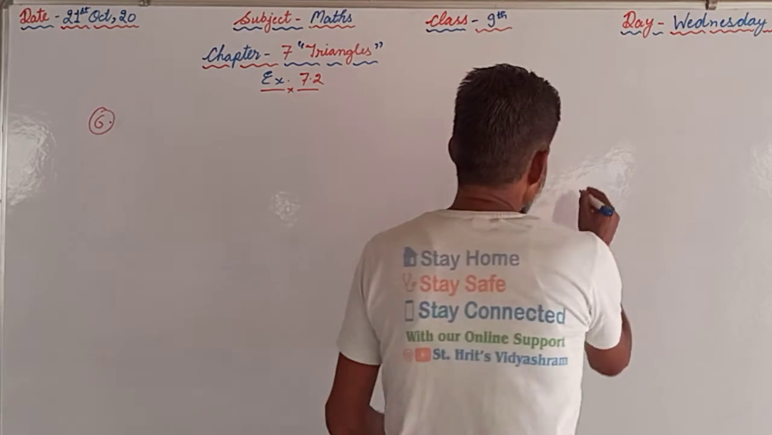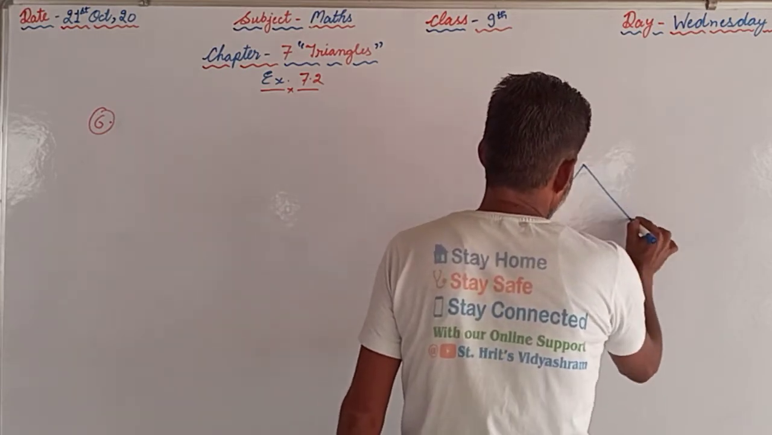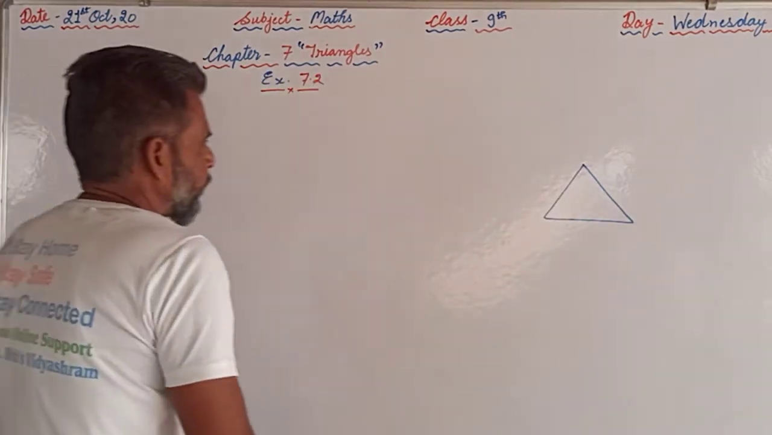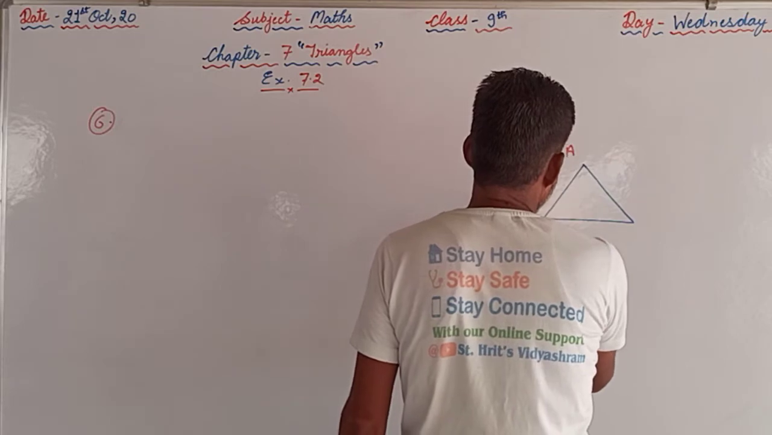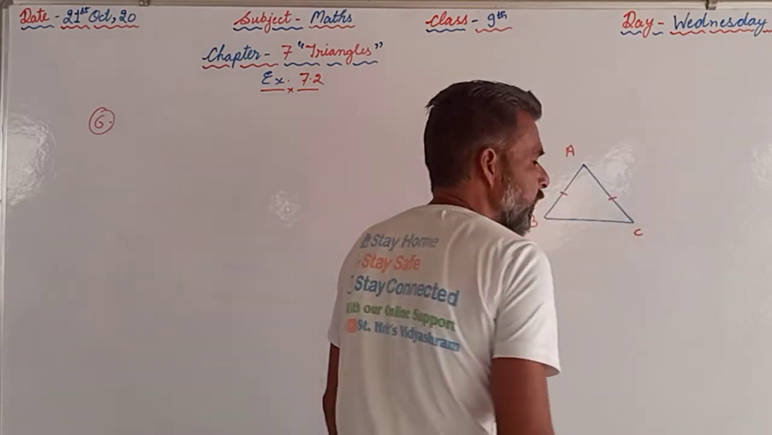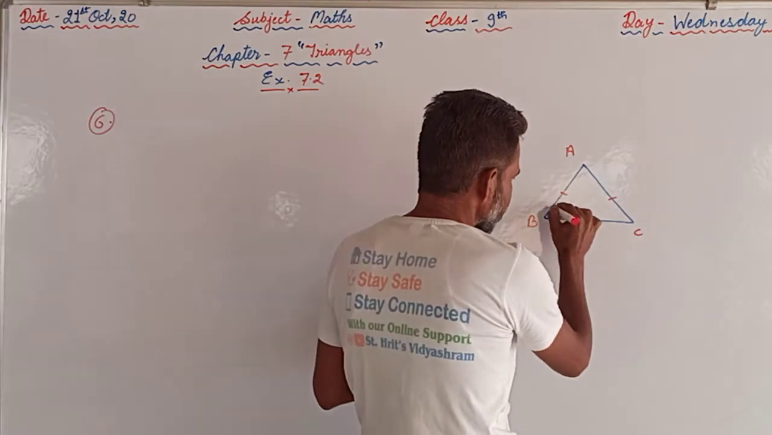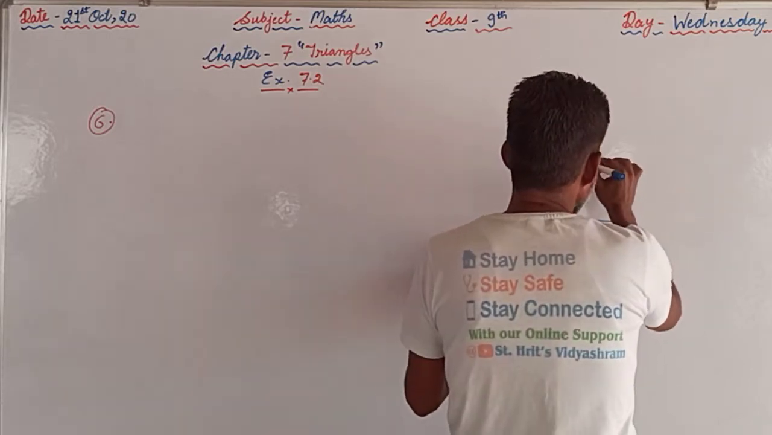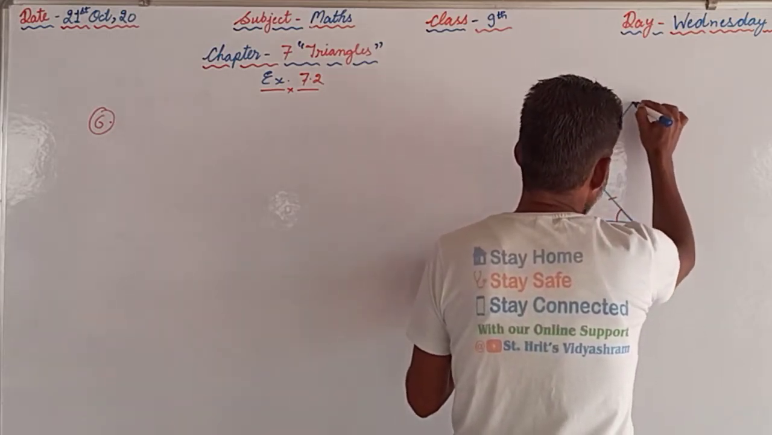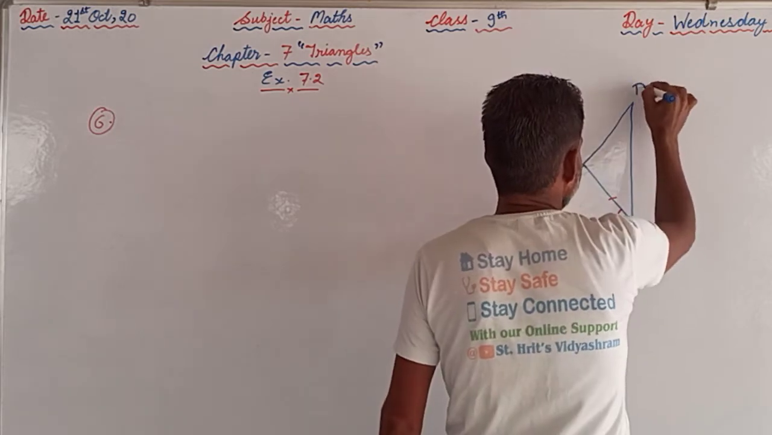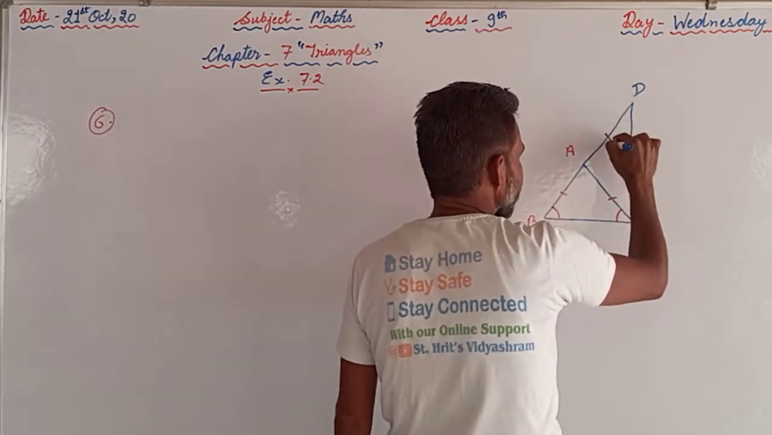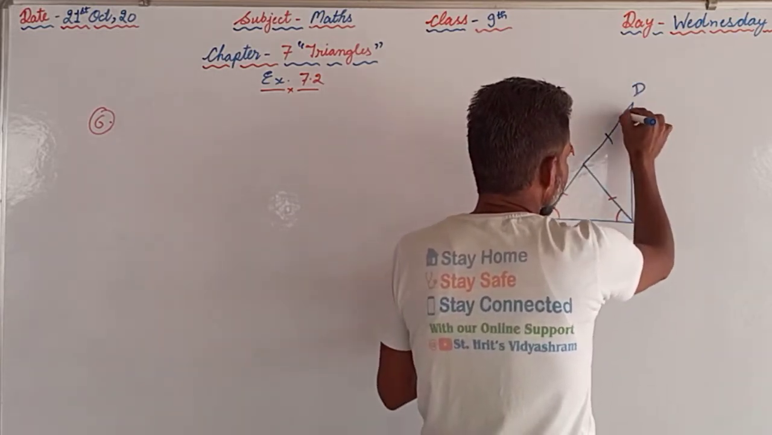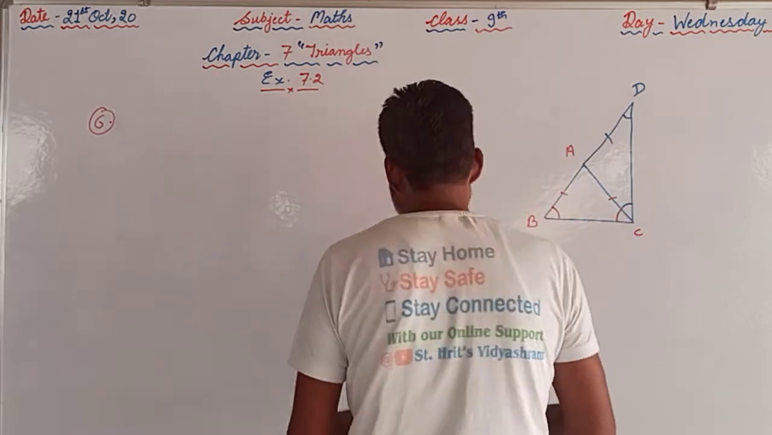So ABC is an isosceles triangle. Isosceles triangle means this angle will be equal to that angle. Then they have produced AB to the point D such that AB is equal to AD. Now AC is equal to AD means this angle will be equal to that angle, that is given.